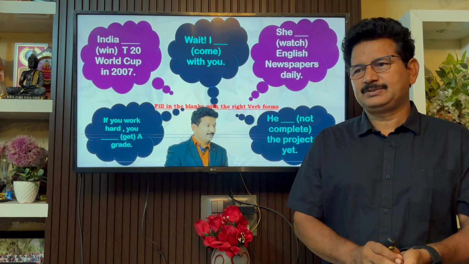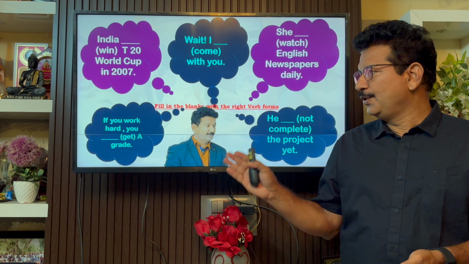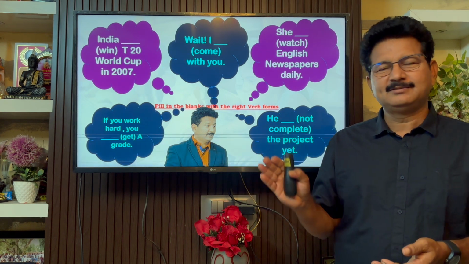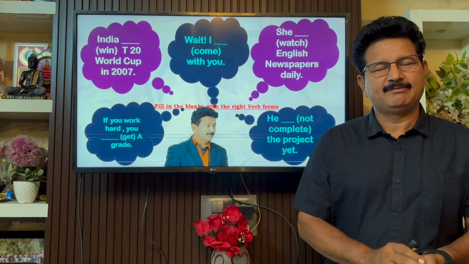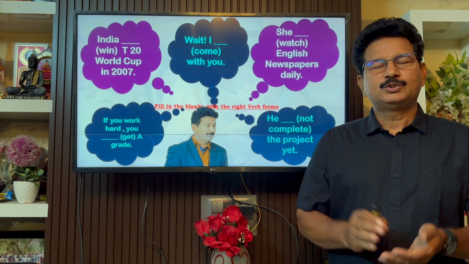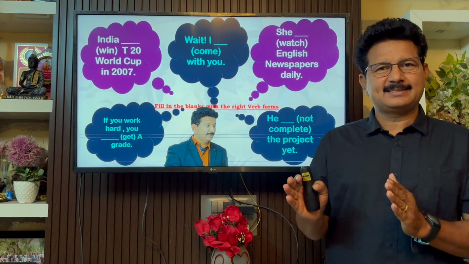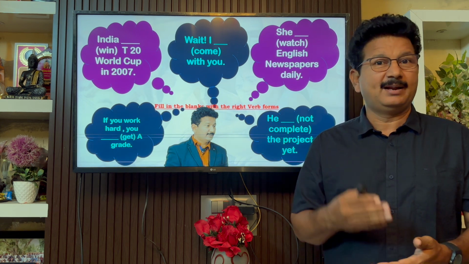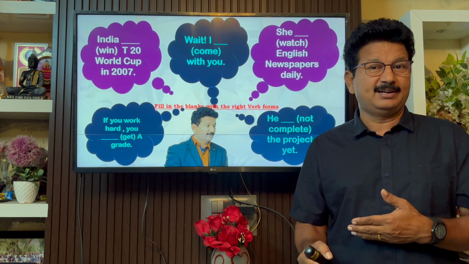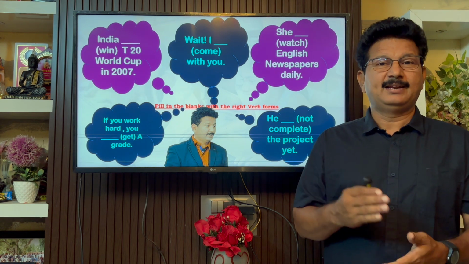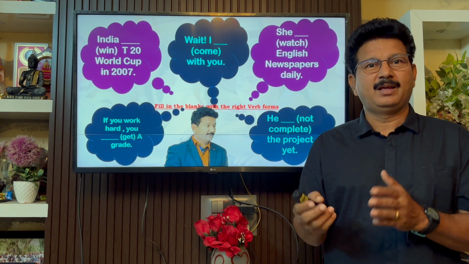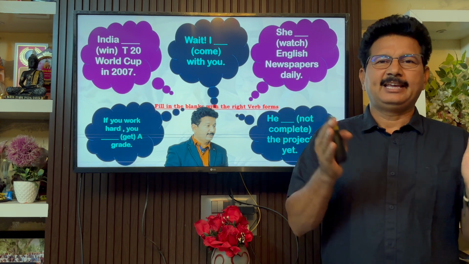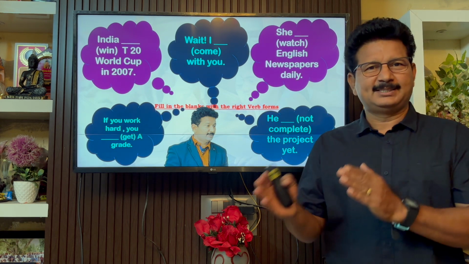If you look at the first one, "If you work hard, you dash a grade." Right? So here you have the verb form is get, and try to find out the keyword, and remember this is an if condition first clause. And then what is the sentence pattern? You can think if plus simple present and simple future.